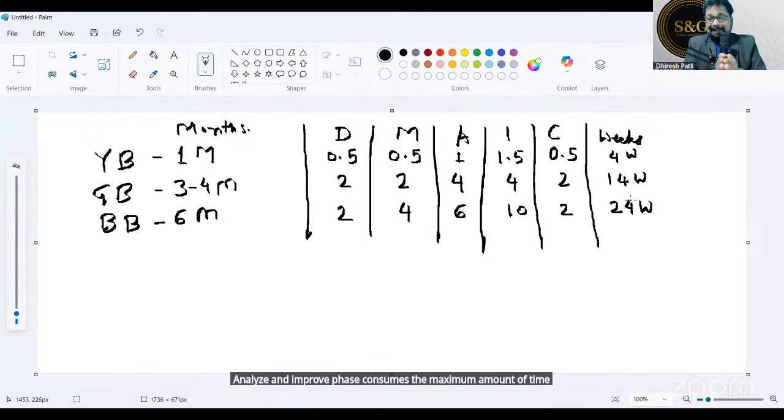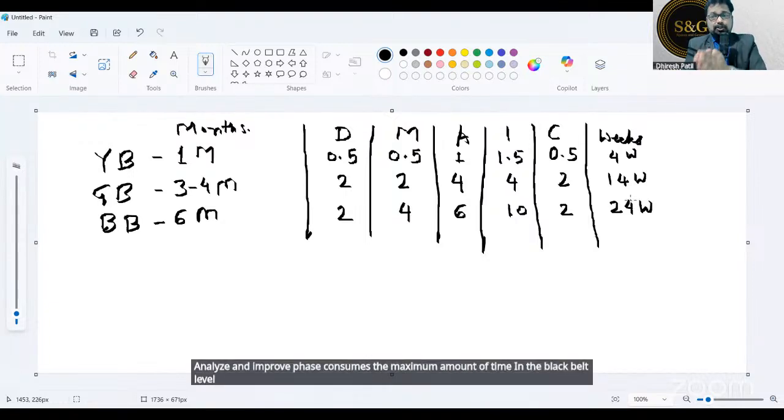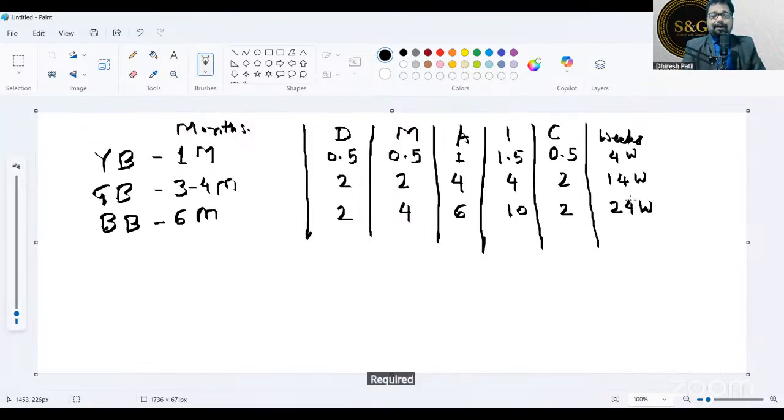In the black belt level, measure phase also consumes a lot of time, because in the measure phase, generally we conduct gauge R&R and a lot of other data transformation, all those things require some kind of extra effort in the black belt level. That's why it takes a little bit more time.